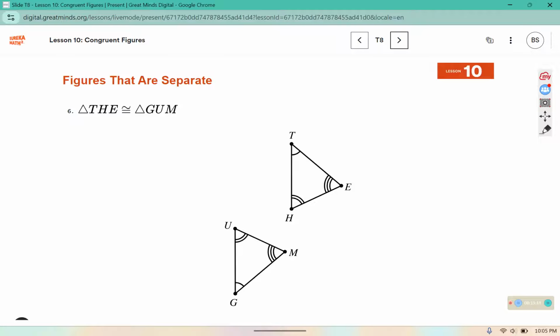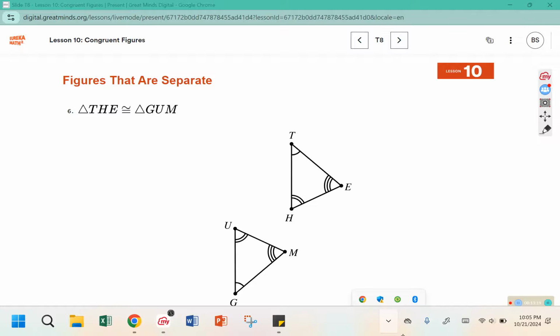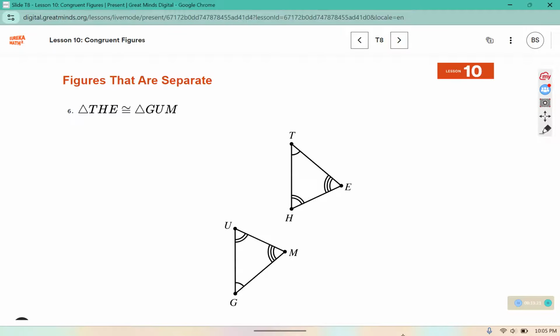So THE is congruent to GUM. Notice here, this one has 3 little lines, so this one maps to M. You can also see E and M are the last ones in the congruence. So first thing I would do is I would translate to get one point to match up with another. T and G go together, so I'm going to translate along TG.